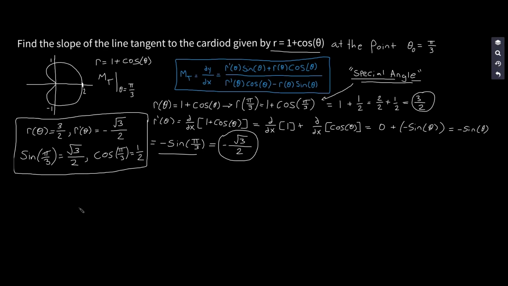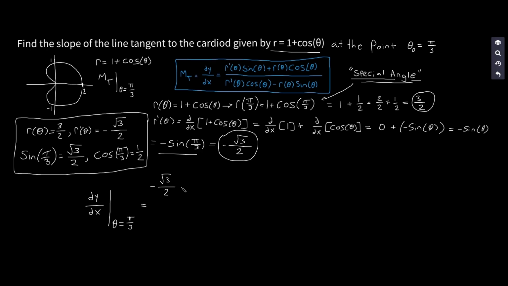Now we have everything that we need to plug into our formula. So I can write out dy over dx, and we're looking at theta here, and theta is set to pi over 3. At this point, we just have to plug into our formula to find the line tangent, namely m sub t. We know what everything here is. R prime of theta is going to be negative root 3 over 2.